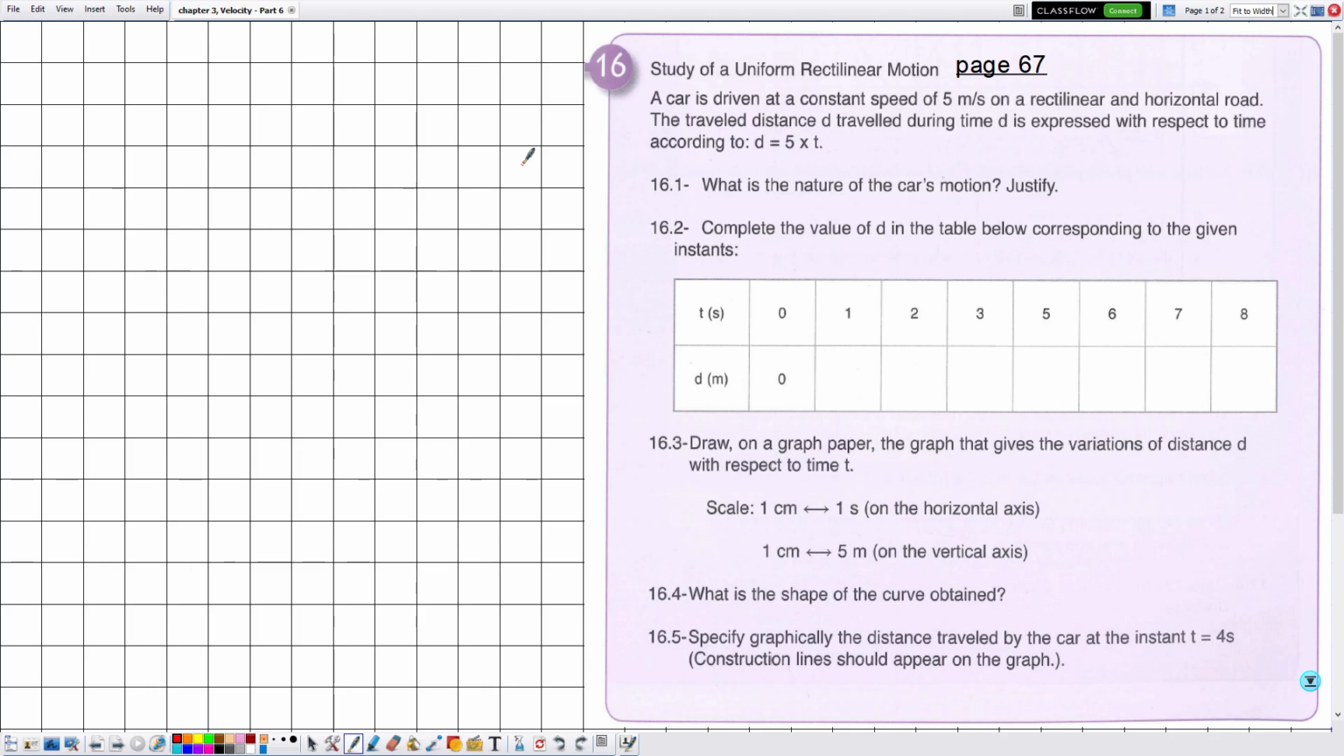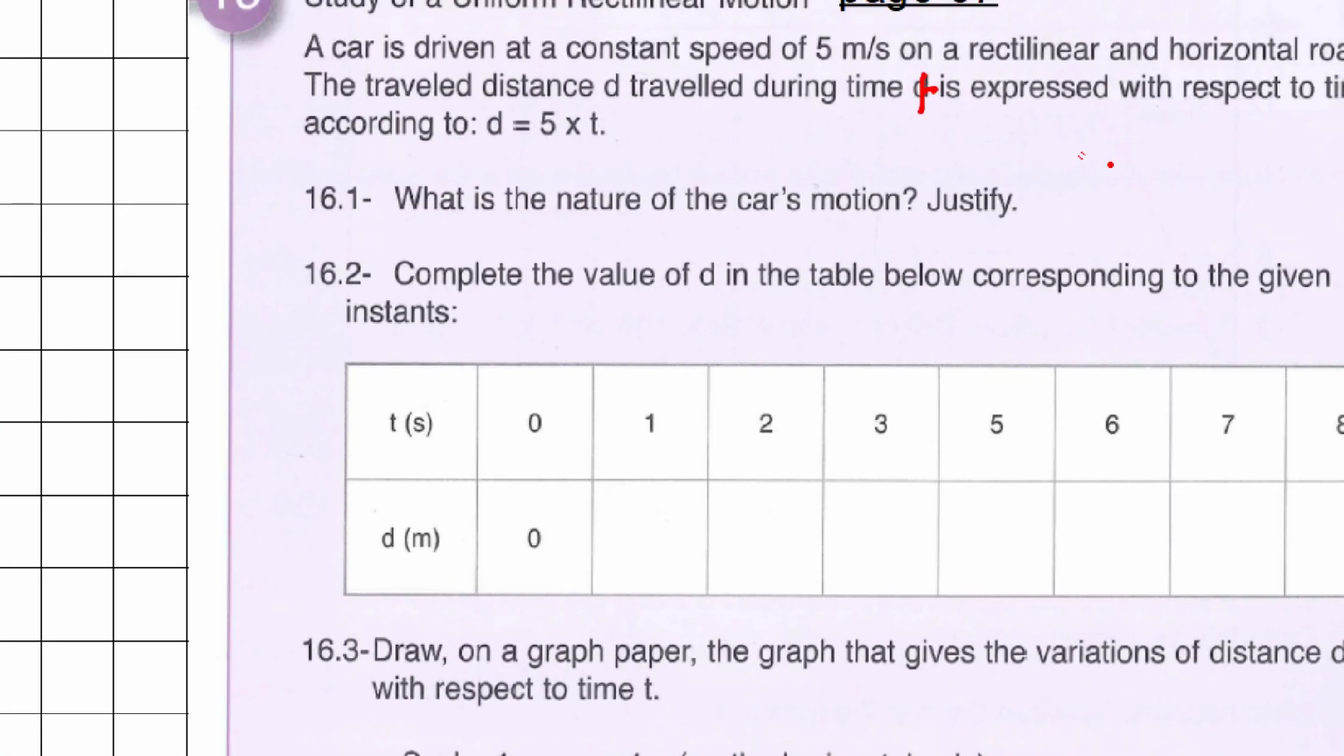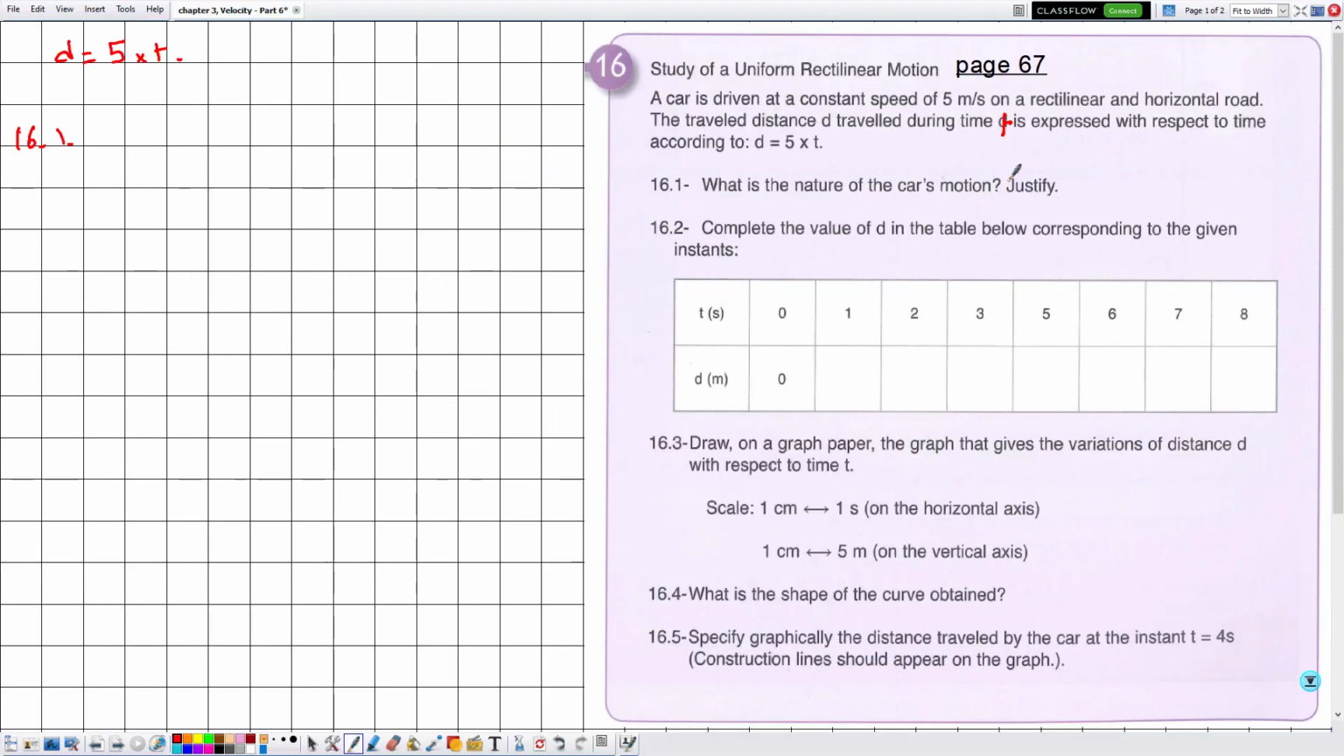A car is driven at a constant speed of 5 meters per second on a rectilinear and horizontal road. The distance d traveled during time t is expressed with respect to time according to d is equal to 5 times t. In 16.1, they are asking what's the nature of the car's motion, justify.